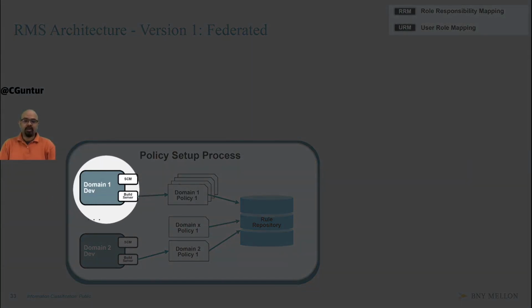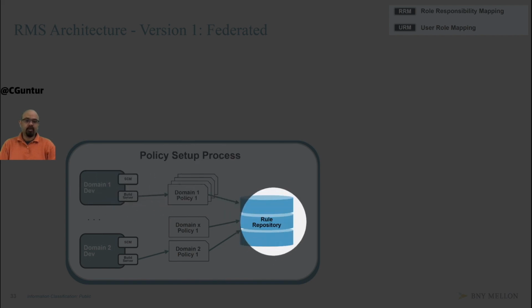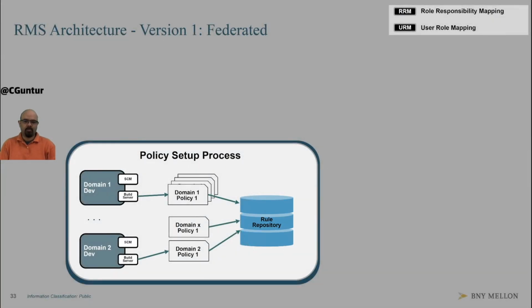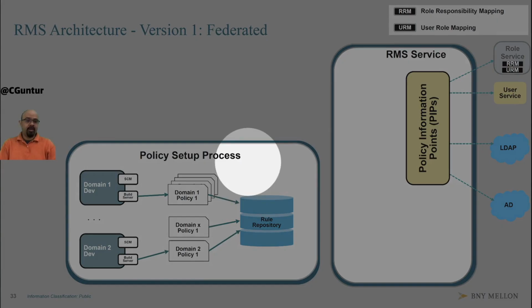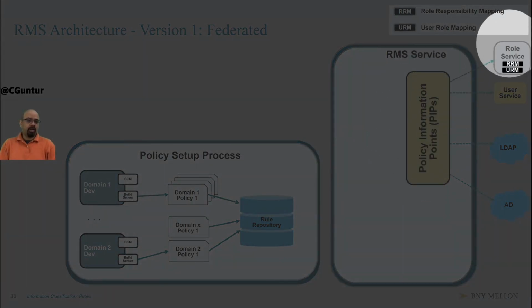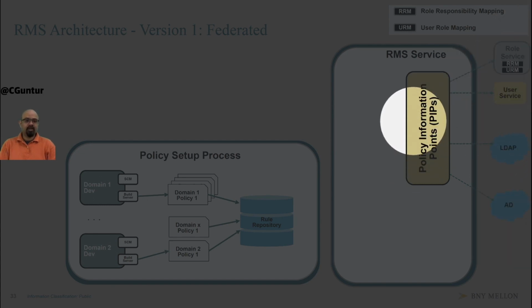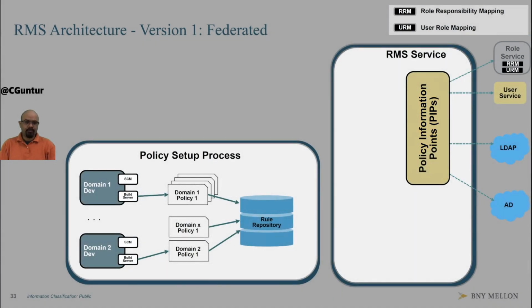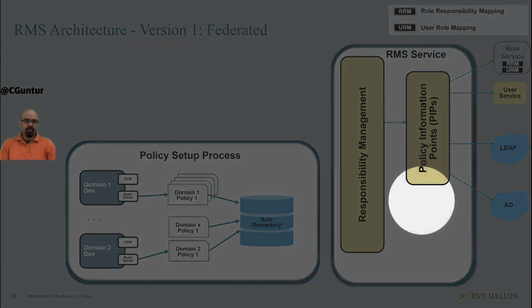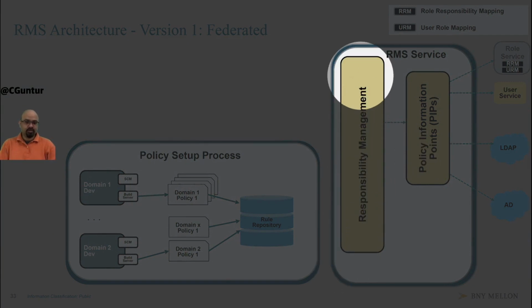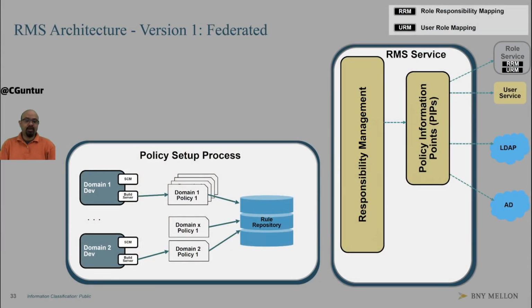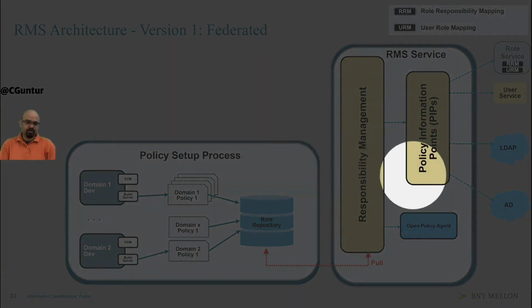It is very similar to writing any other code, and you basically harness the power of the CI server and write into a rule repository, which is nothing but a Maven repository, and we will take a look at that shortly. Each domain has their developers developing multiple policies. On the RMS side, we created a fronting for all our integrated services, Active Directory, LDAP, User Service, and Role Service, and made it available as a Policy Information Point service. On top of that, we have a Responsibility Management wrapper, which is exposed to our service consumers, and Responsibility Management, in addition, has a sidecar for Open Policy Agent.